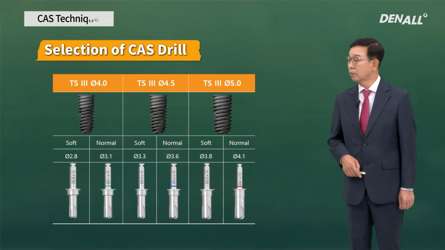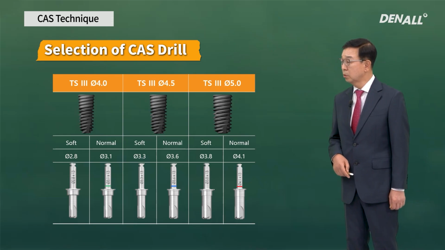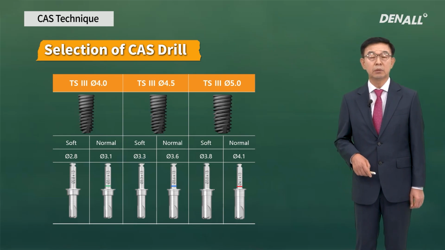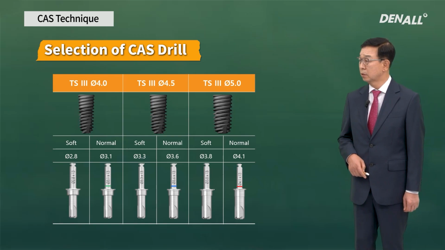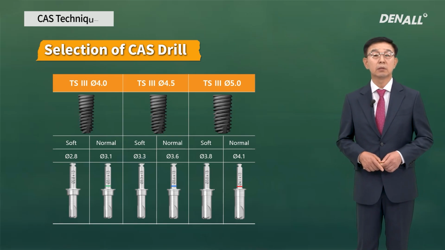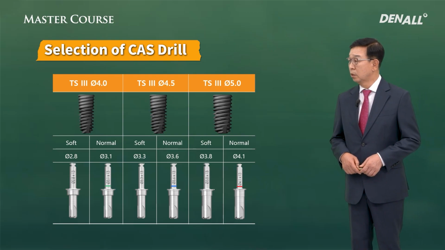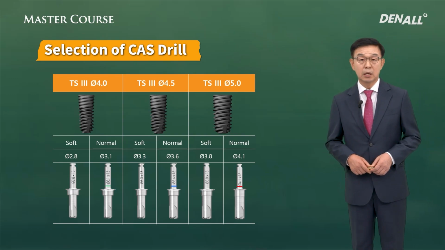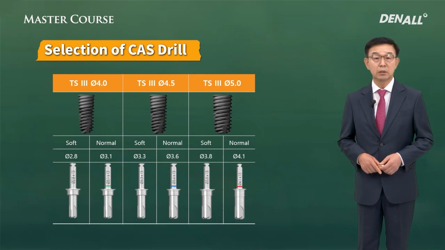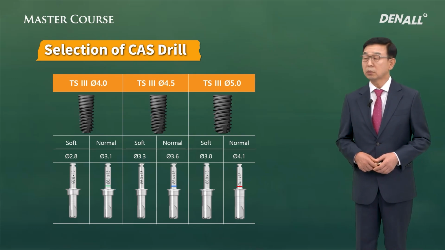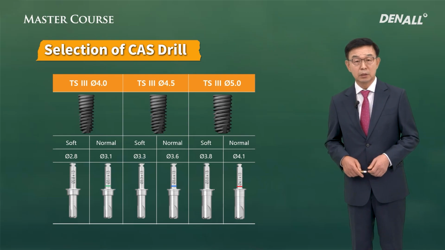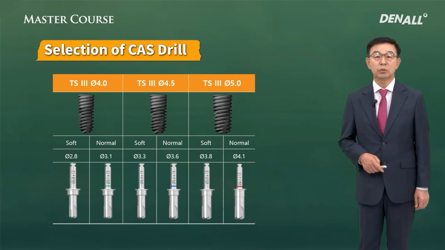When you use the CAS drill, you do not need additional tools to place the implant. If you want to place a 4.5 implant, for soft bone, you can drill up to 3.3. For hard bone, you can drill up to 3.6. And without additional tools, you can place the implant. This is a major benefit.